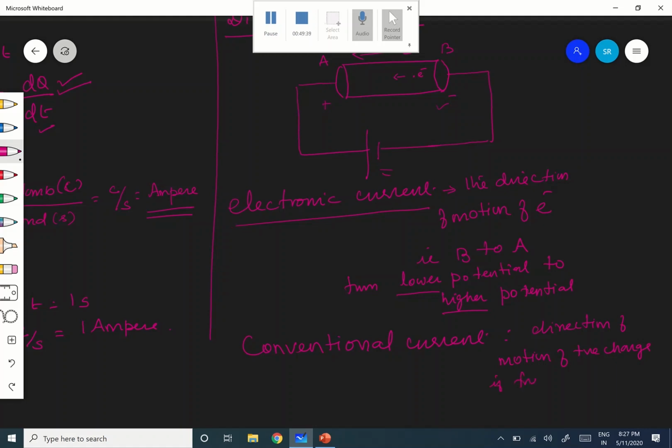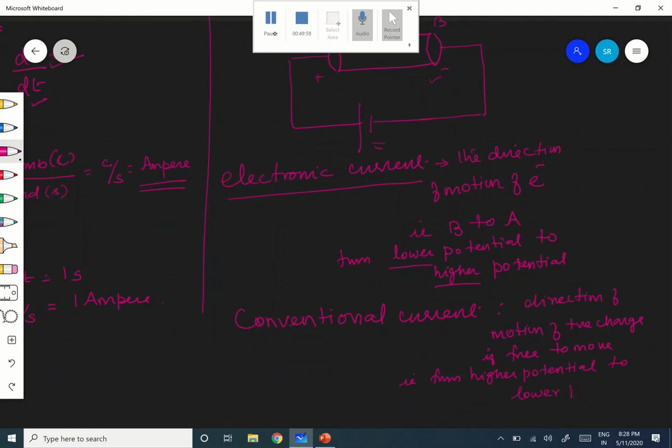If free to move, it is from higher potential to lower potential. Just to maintain the convention: everything is from a higher value, higher pressure to lower pressure, water flows from higher level to lower level, and a body at higher temperature to lower temperature. That is to maintain that convention.